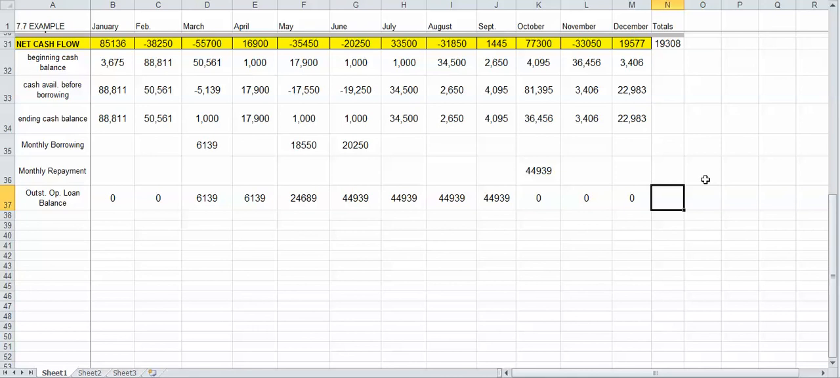So I hope this makes sense to you. Again, all we have figured out how to do here is the cash available before borrowing by taking beginning cash balance plus net cash flow. The ending cash balance by taking the cash available before borrowing plus any monthly borrowing and subtracting any repayments. Then also figuring out our outstanding loan balance. That will always be the ending balance from the previous month plus any borrowing, subtract any repayment.